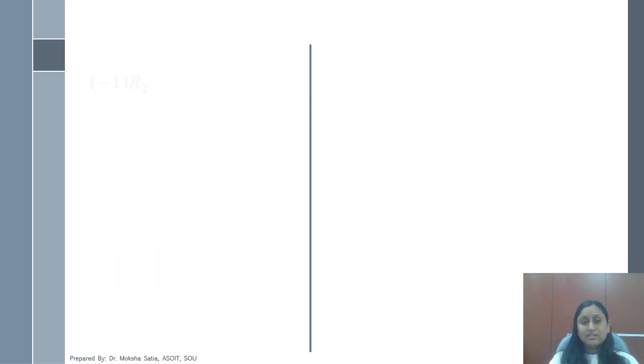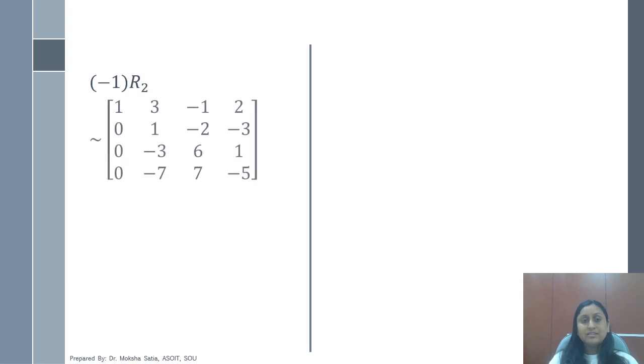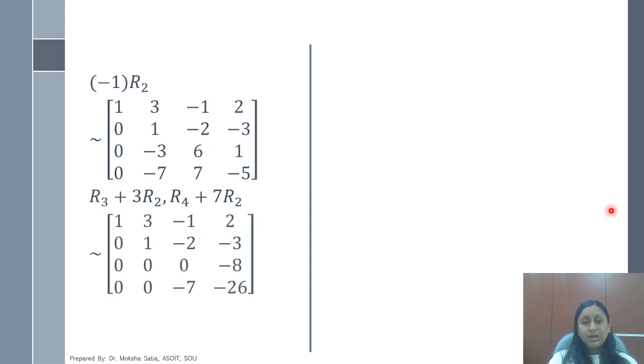Now let's multiply the second row by minus 1 and the resultant matrix will be this. Now this makes this one a leading one for the second row. So for the row echelon form, we need these two elements to be zero. For making these two elements zero, we need these two operations, that is R3 plus 3R2 and R4 plus 7R2. This gives the matrix where the third and fourth rows are 0, 0, 0, minus 8 and 0, 0, minus 7, minus 26.